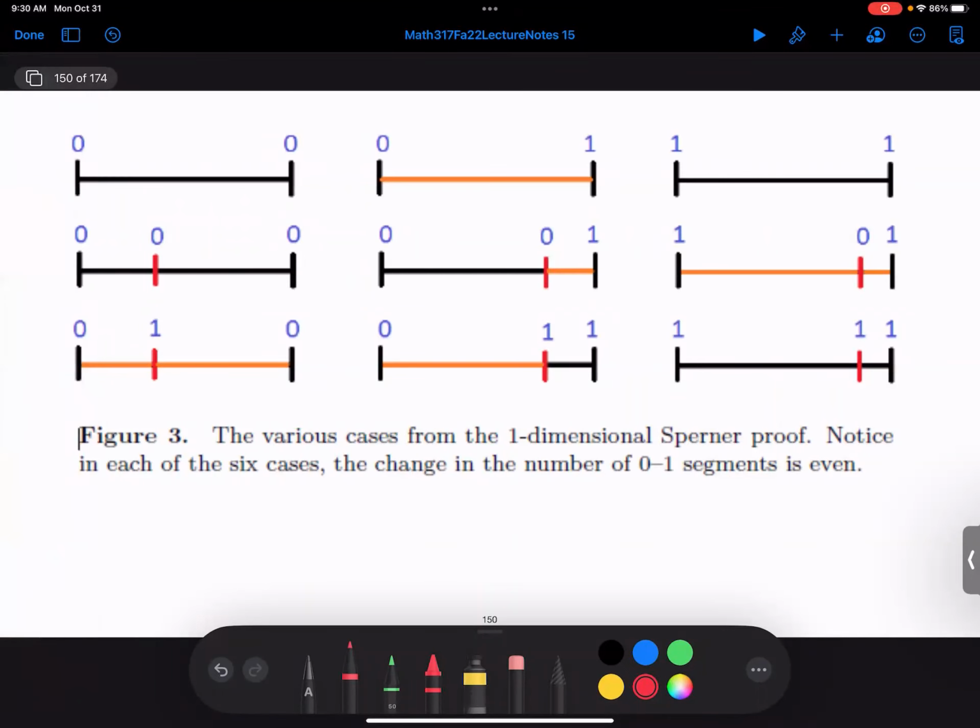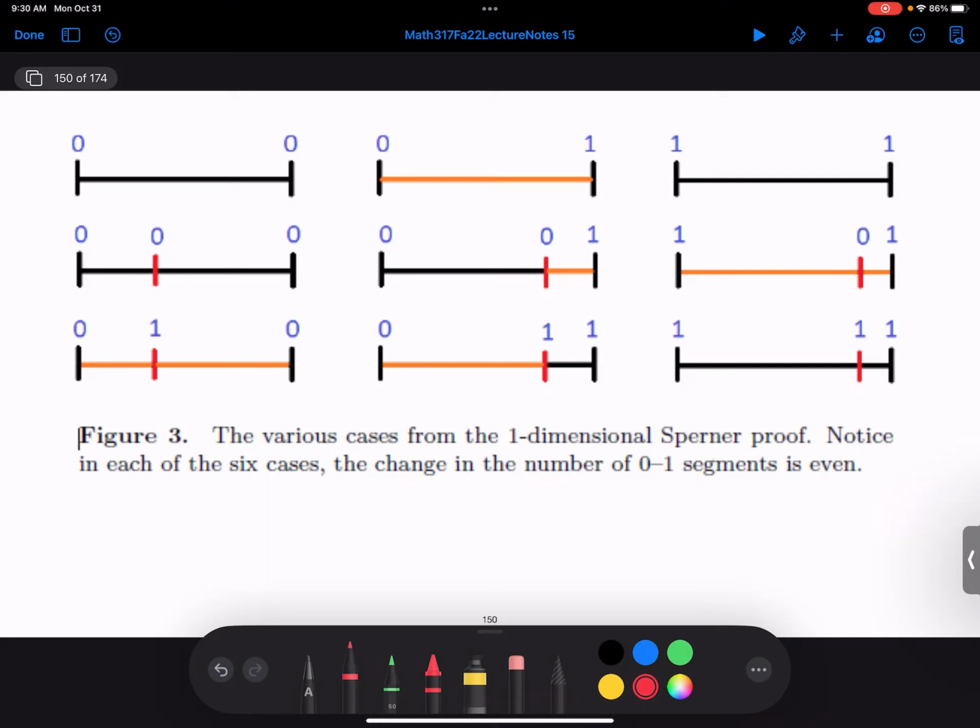So let's imagine we have 3 different possibilities. We have a 0, 0 segment, a 0, 1 segment, and a 1, 1 segment. And we put a new point in between all of them. And we see what happens. Well, the new point could be labeled either 0 or 1. On the left, we had a 0, 0. When we put in a 0, we still have no segments labeled 0, 1. When we put in a 1, we now have 2 segments labeled 0, 1.